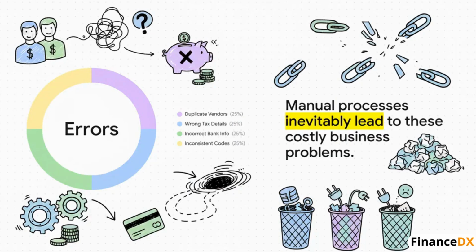And that manual chaos, it leads directly to these kinds of nightmares. You end up with duplicate vendors, so you're paying the same company twice under different names. You get tax details wrong. You send payments to the wrong bank account. These aren't just small clerical slips. These are serious, expensive business problems.